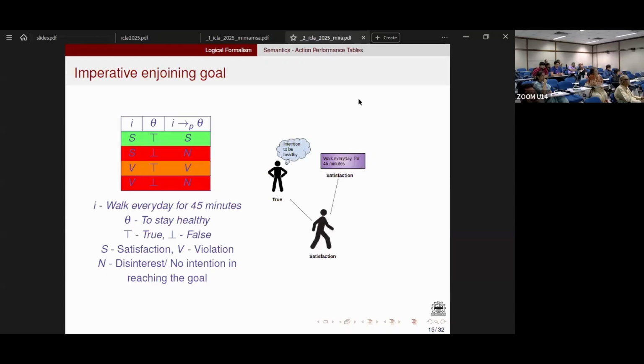And this is the action performance table for an imperative enjoining a goal, where I is an imperative and theta is the goal. Suppose the same example is taken: the intention to be healthy, whether it is true or false, and walk every day for 45 minutes. If that is true, whatever is given in green color, if it is satisfied and there is a truth in the intention, then the imperative as such evaluates to S. If there is no intention, which is in the second row or the fourth row in red color, it is N. There is no intention to reach the goal. In other cases, if there is truth but the person does not do the task, then it is violated. So in that way, this imperative is acting.